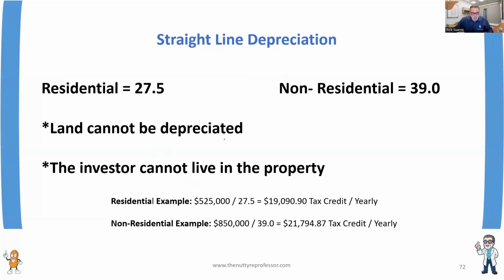Now, how does it work? Here's an example of residential, $525,000. Now, this is just simple math. I'm not using the land or the closing costs because it gets a little more complicated than that. But let's just do very simple math. So this investor purchases a property for $525,000. It is residential, so it's 27.5. This means that he, or she, gets a $19,090 tax credit yearly for the next 27.5 years.